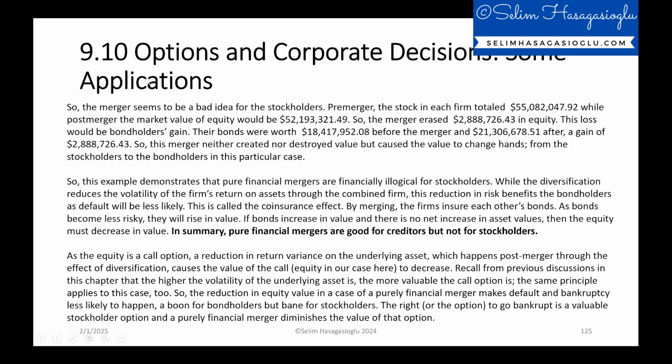So this merger neither created nor destroyed value, but caused the value to change hands from stockholders to the bondholders in this particular case. So this example demonstrates that pure financial mergers are financially illogical for stockholders. While diversification reduces the volatility of the firm's return on assets through the combined firm, this reduction in risk benefits the bondholders, as default will be less likely. This is called the co-insurance effect. By merging, the firms insure each other's bonds, and as bonds become less risky, they will rise in value.